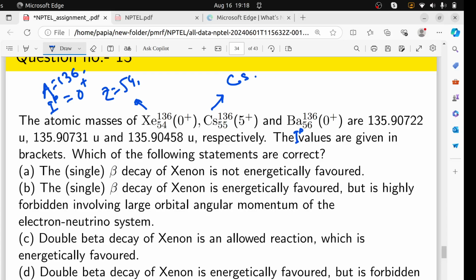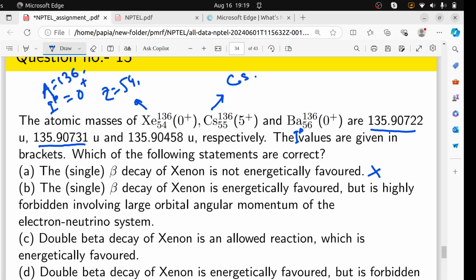Energetically favored means, I told you, that mass of the xenon should be greater than mass of cesium at least. So now check the mass of xenon. Mass of xenon is this much, 135.90722. Mass of cesium, 135.90731 U. So now see, 90722, 90731. So this one is more than this one. So xenon cannot go to cesium by beta minus decay. It will not be possible energetically. So it is not energetically favored.